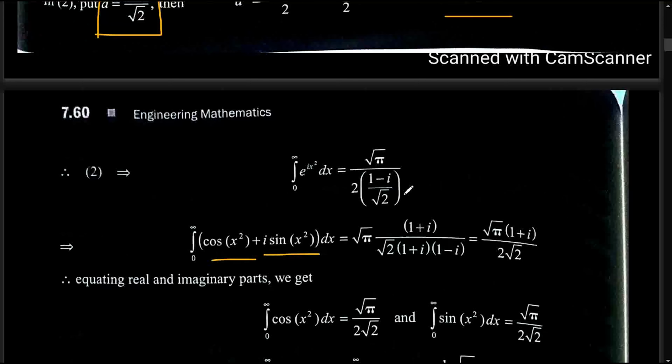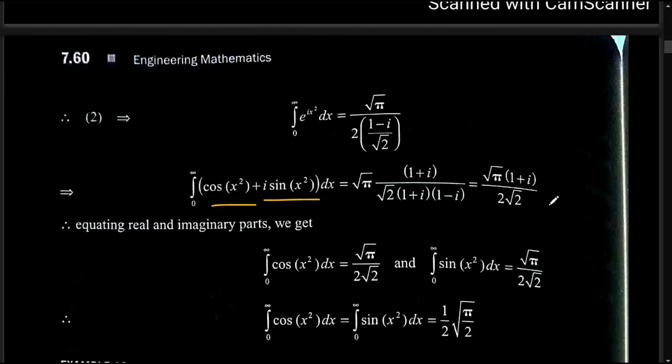So taking the conjugate, 1 minus i, and multiplying by 1 plus i and 1 plus i in both numerator and denominator, we get this. And now if you split this, 1 plus i divided by 2 root 2, and here 2 root 2, so root pi comes here, and this is what we get from this.